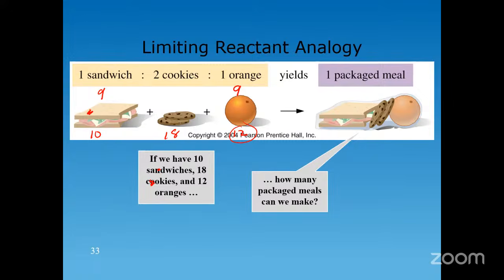And therefore, you can say that the amount of packaged meals that you can get with the 18 cookies, the 10 sandwiches, and the 12 oranges would be 9. So that means that the cookies will be the limiting item, and that means that the sandwiches and the oranges would be in excess, because you're going to have leftover after all the cookies have been used up. So that's basically the concept that is behind determining what the limiting reactant is in an actual chemical reaction.